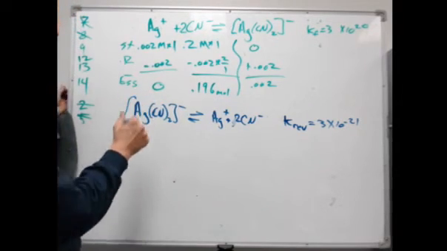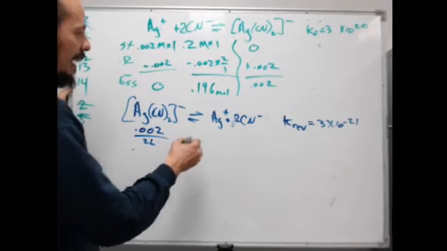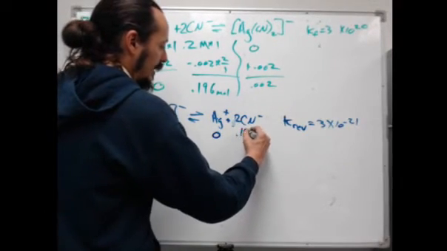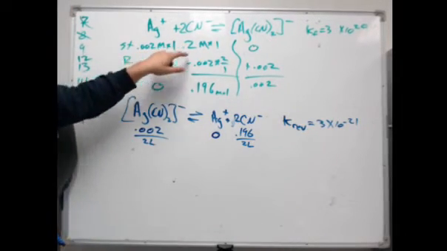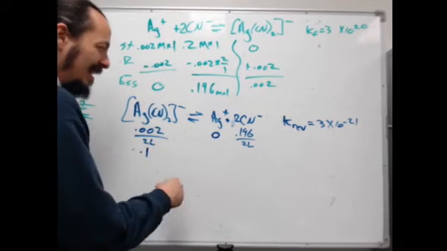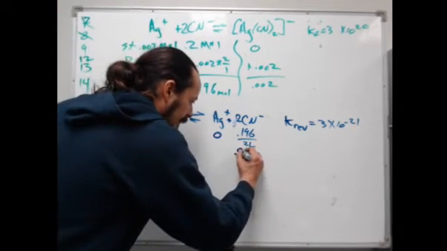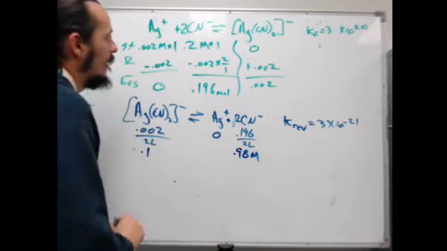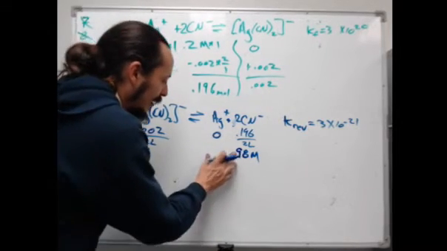Close enough. I'm going to have 0.002 divided by 2 liters. I'm going to have 0. I'm going to have 0.196 divided by 2 liters because I added those volumes together, right? I added 1 to 1. So this is going to be 0.196 over 2, which is 0.98. Whoa, that doesn't make sense. Someone fix my math, please. 0.098. Thank you.